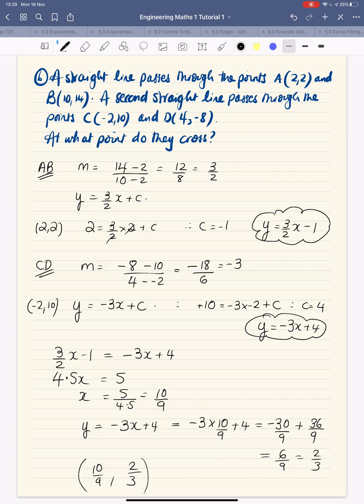That, they should satisfy both of these equations. I'm quickly going to do it in my head. 1.5 times 10 ninths is 15 ninths. Minus 1 is 6 ninths, which is 2/3. So it fits that one. And then y minus 30 ninths plus 36 ninths is 6 ninths. Yes, it satisfies that one.